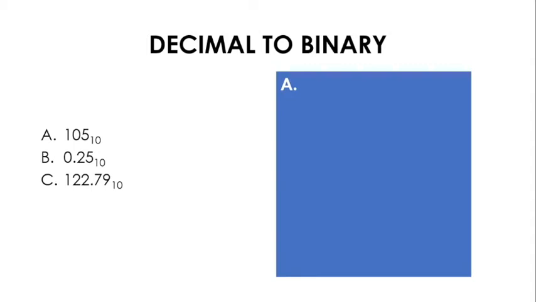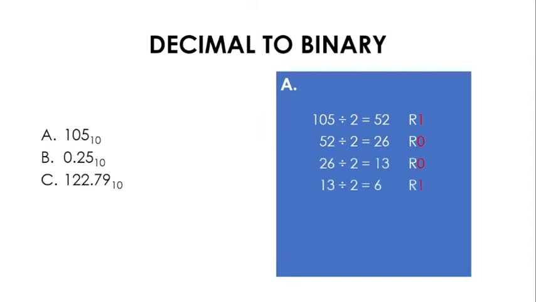For example A, we'll be dividing the given number by the base of a binary number, which is 2. So 105 divided by 2 will have 52 and a remainder of 1. After that, you'll get the quotient, which is 52, and divide it by 2 again. You'll have 26 with a remainder of 0, and you'll continue the process until you reach a quotient that is less than the base of the binary number.